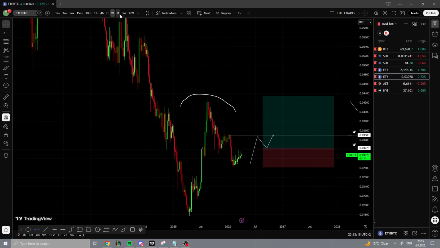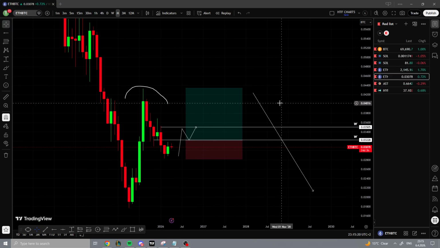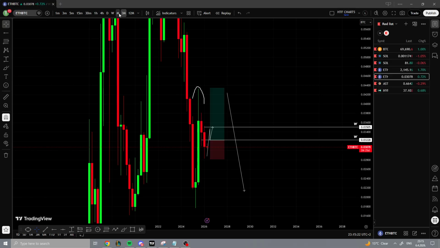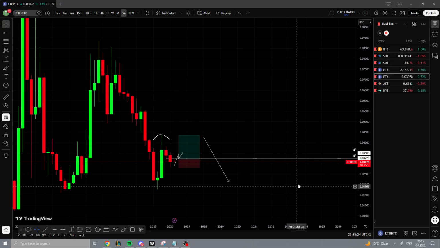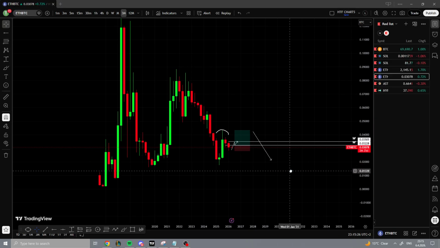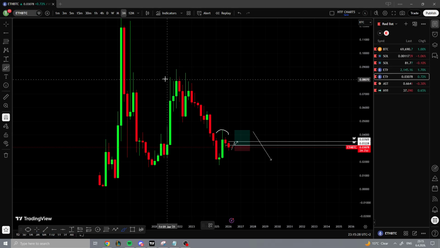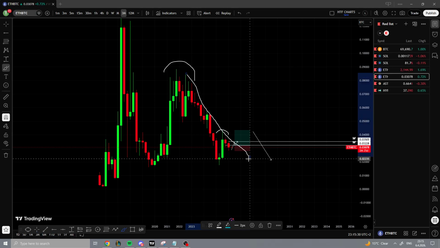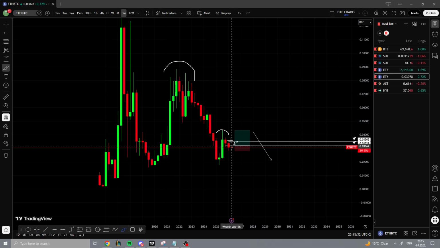But if this doesn't happen, the likely scenario is just it continues going down, because if we go on 3-month, it just looks like a lower high, right? Because if this was a lower time frame chart, let's be honest, you wouldn't be longing this. So that's pretty much it.